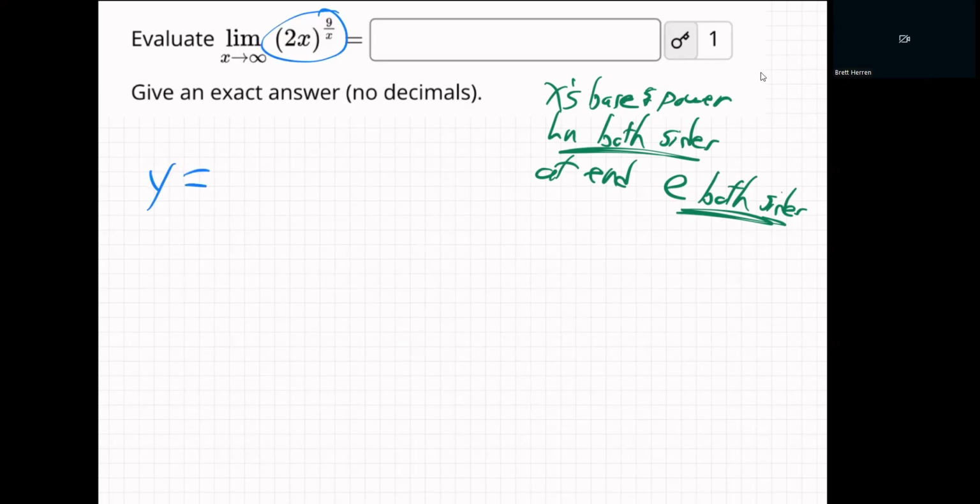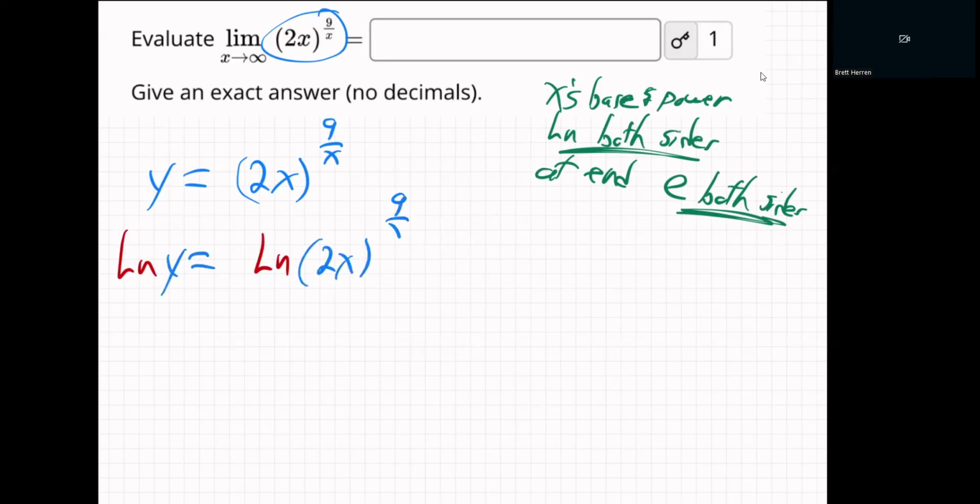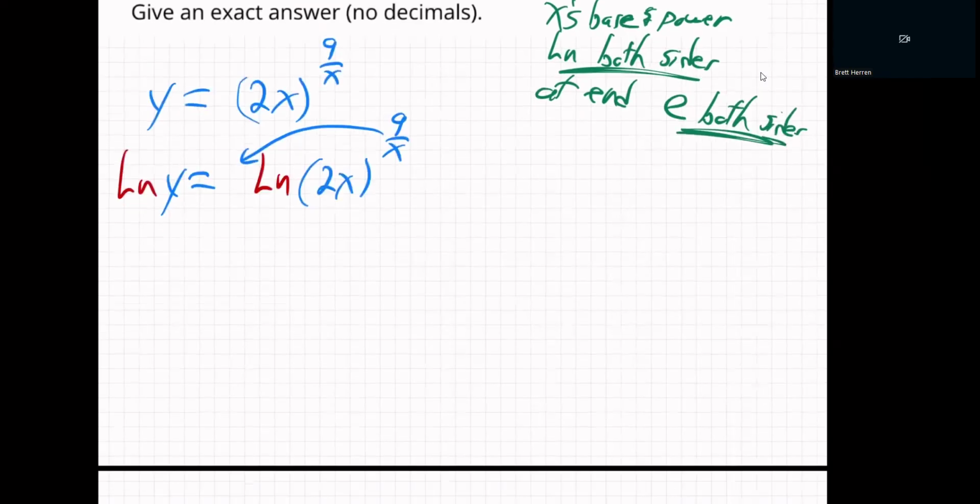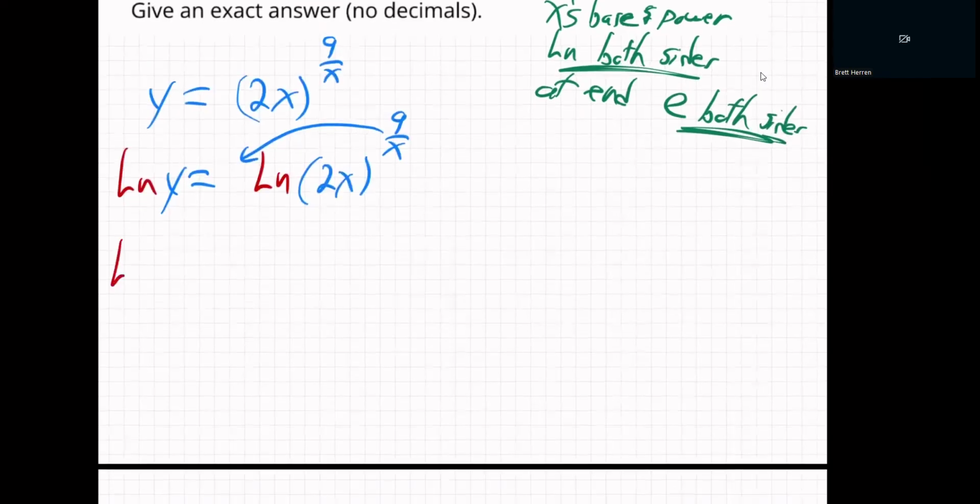Let's just go y equals 2x to the 9 over x power. And we're going to ln both sides. It's always pretty much our first step, how we deal with x's in the base and the power, because then that power jumps down, right? So we get ln of y is 9 over x in the front now of the ln. It's the greatest quality of logs. You can bring them down to the front.